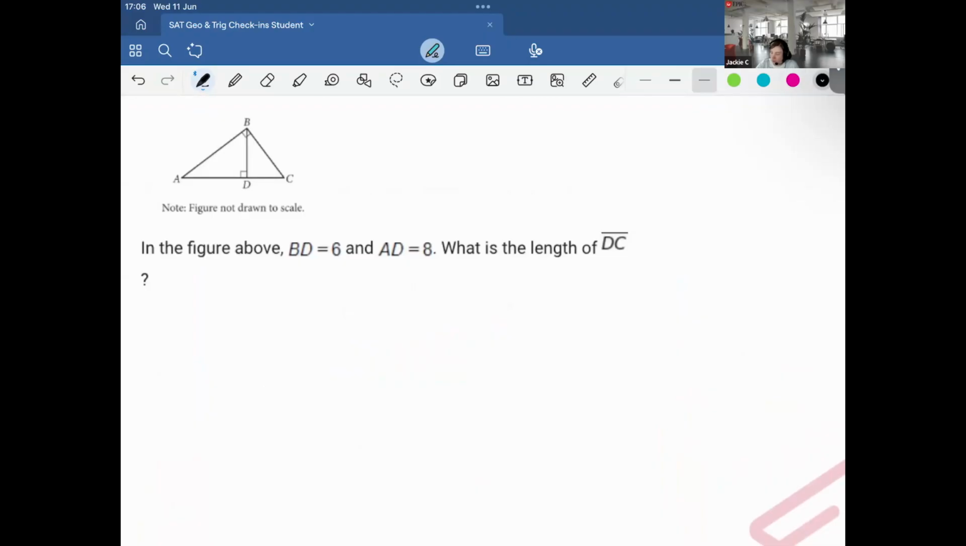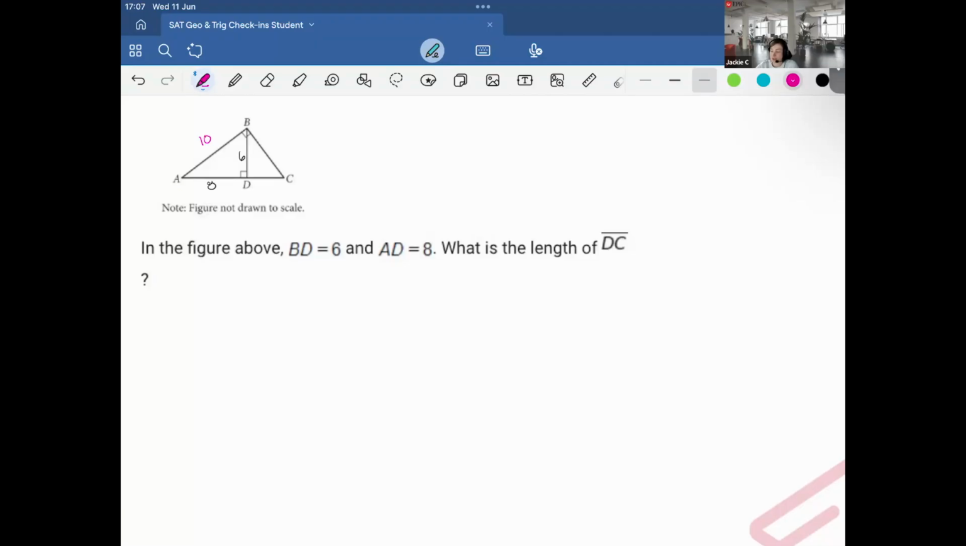So in the figure, BD is equal to 6, AD is equal to 8. What is the length of DC? Okay, so first I know that this is 10. It's a multiple of the 3, 4, 5 triangles. If you weren't sure, you could also do the Pythagorean theorem.